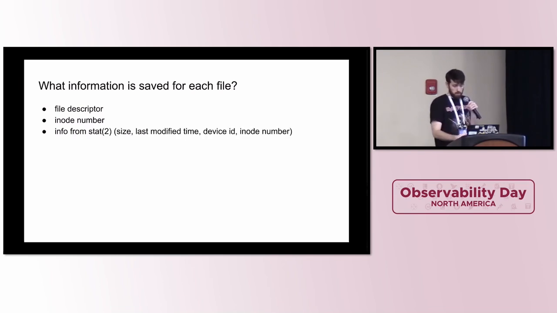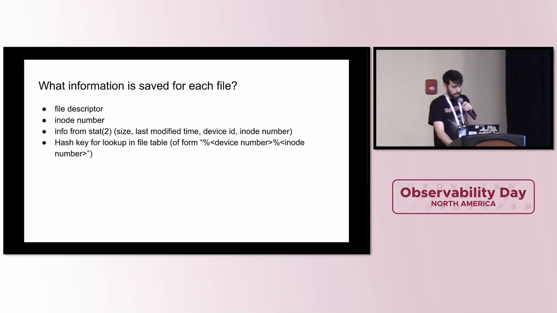We have certain info from stat that we need to detect changes. We get a hash key for the lookup in the local file table. The local lookup is based on the device number and the inode number, notably not the name of the file. Again, when we get to rotations, that'll be important. The current file position and offset.